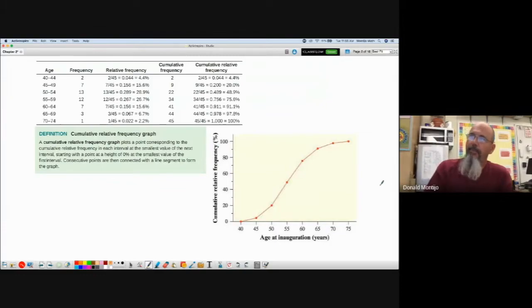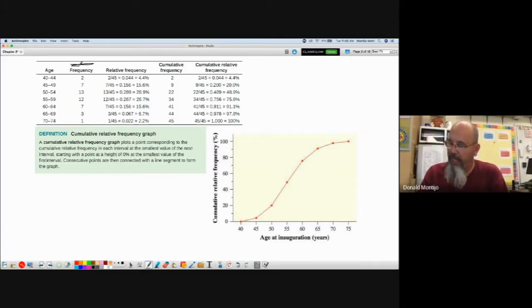All right. Now, as you can see here, we have percentiles, counts, frequencies. As we discussed in chapter 1, we have a frequency table, which you can see right up here. We have frequency, which is just strictly a count. This is a data set of the age at which our presidents were at inauguration. So you can see we had 2 presidents that were between 40 and 44 when they were elected, 7 between 45 and 49. Again, frequency is strictly a count.